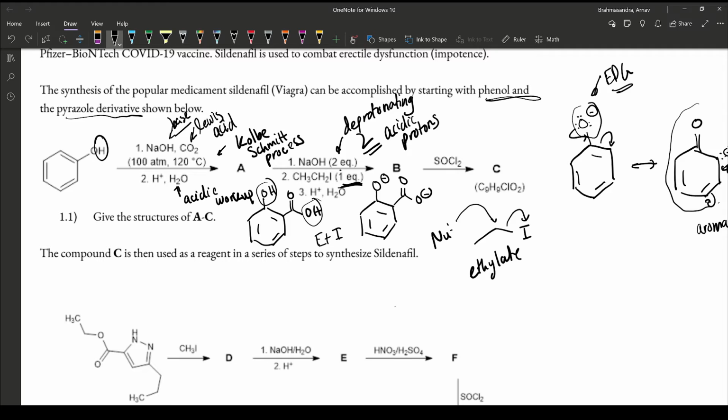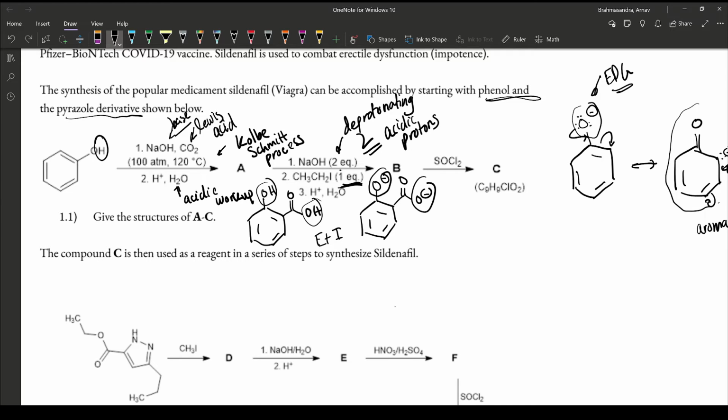But note we only have one equivalent of ethyl iodide. So we want to figure out which nucleophilic site is the strongest, because the strongest nucleophilic site is going to be the first to attack the ethyl. And we don't have two equivalents, which means that both nucleophilic sites can't attack, right? We only have one equivalent, so we've got to pick which nucleophilic site is going to attack. So we have two negative oxygens, right? So either one of these could potentially be the nucleophilic site. There's high electron density where there's a negative oxygen.